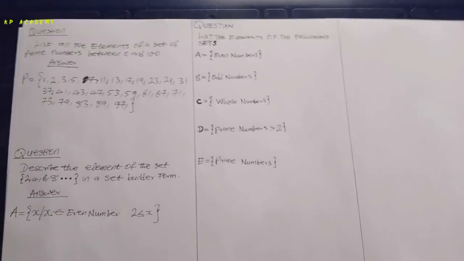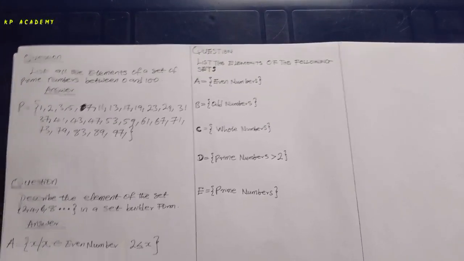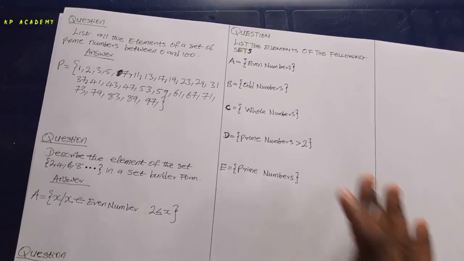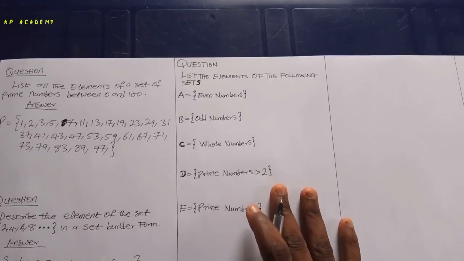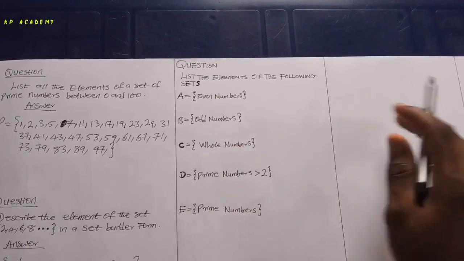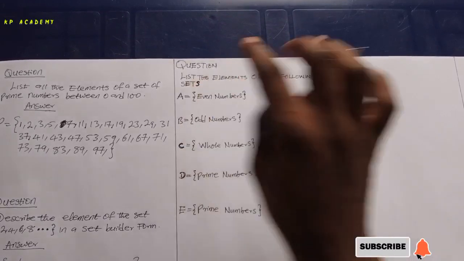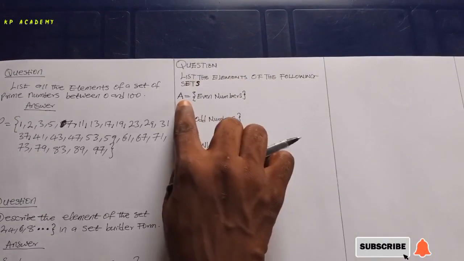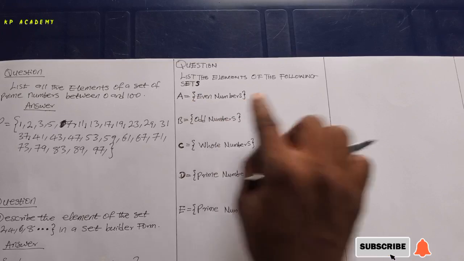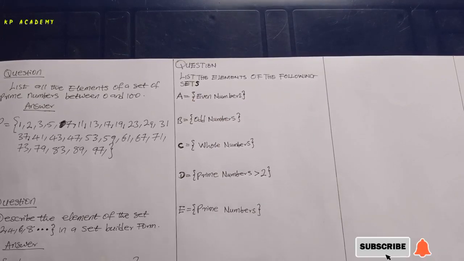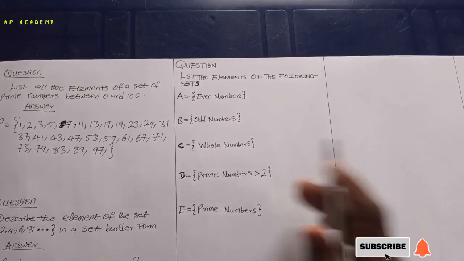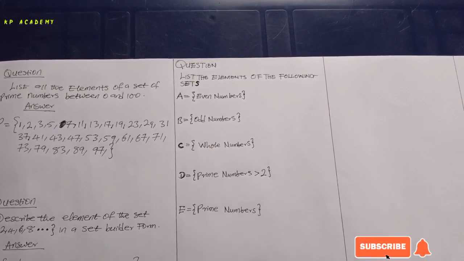Now let us get to the next question on the list. This particular question says, list the elements of the following sets. All right, now set A is nothing but the set of even numbers. Before I advance further, I want you to also understand that the set of even numbers is also an infinite set because the elements do not really end.